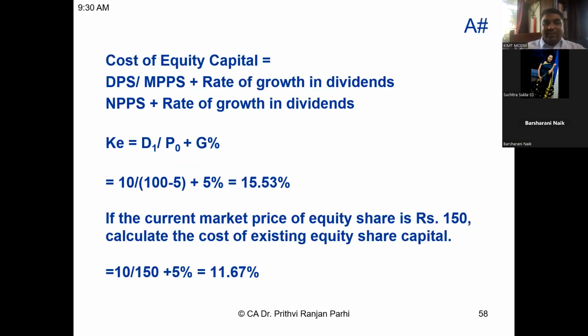If you see the answer here, the formula is D1 by P0 plus G. D1 is 10, divided by P0. P0 here is not 100, so it is not 10 by 100 plus 5%. Because when I issue at 100 rupees, actually I'm getting 95 rupees, and 5 rupees is the issue cost. That's why this question is asked, because there is a catch. Market price is 100 rupees, but the net money you will be getting from the market is 95. So if you apply the formula D1 by P0 plus G, P0 has to be taken as 100 minus 5. So it comes to 10 by 95 plus 5%, which is 15.53%.